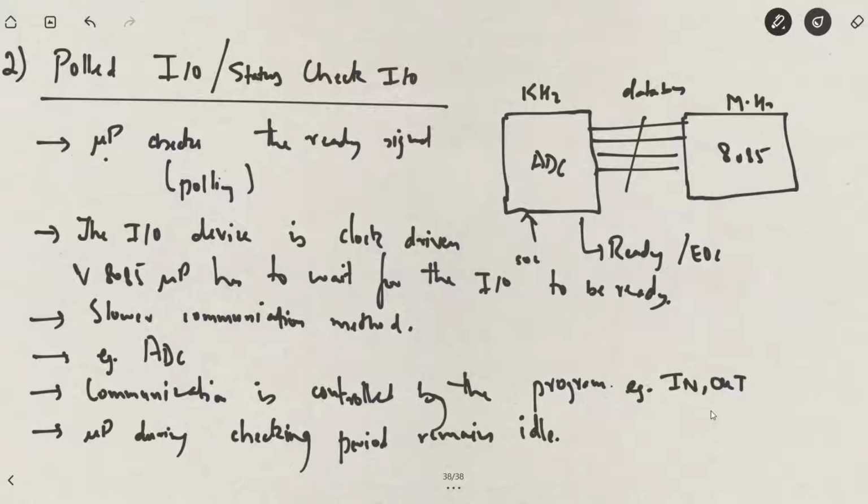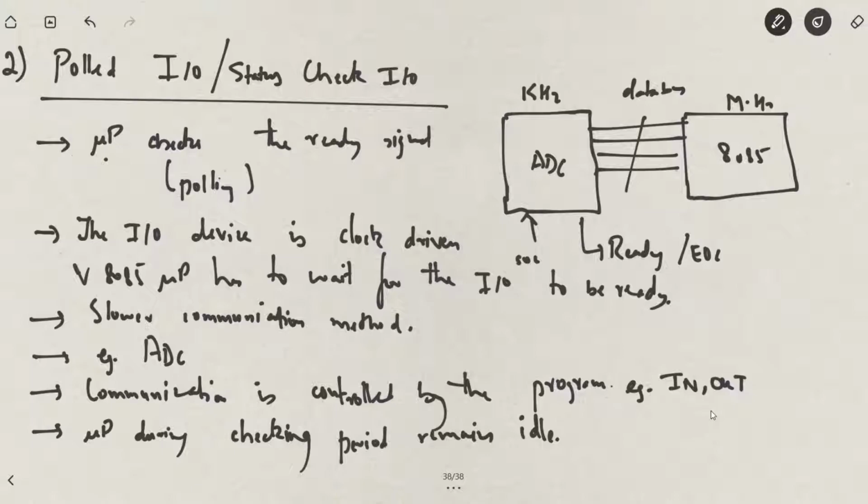Simple IO, it's always ready for communication. It's not a clock driven IO device, so there is no time wastage in that method. The second method is polled IO. There will be devices that will be clock driven. They will have a frequency lesser as compared to a microprocessor.